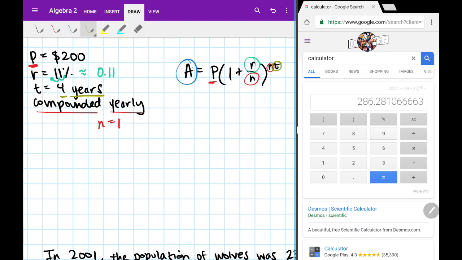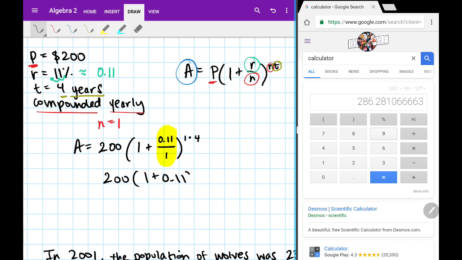So I'm confident that I have all of my variables assigned. I just need to plug them in now. So let's do it. A equals P, which is 200, parentheses 1 plus R, which is 0.11, divided by N. Well, we said N is equal to 1 because it's compounded yearly, once per year, to the power of N, which is 1, times T, which is 4. So let me rewrite this really quick. This guy, 0.11 divided by 1, is really just going to be 1 plus 0.11. And then 1 times 4 is really just 4.